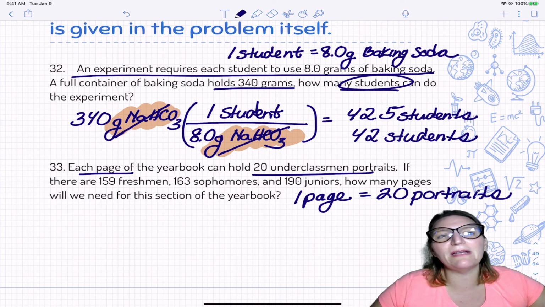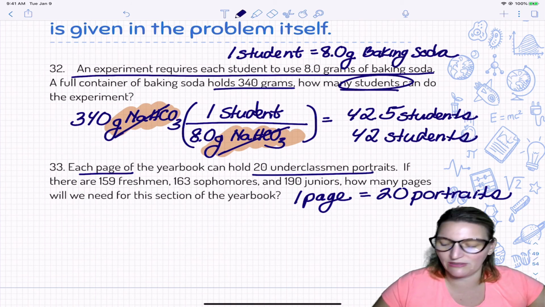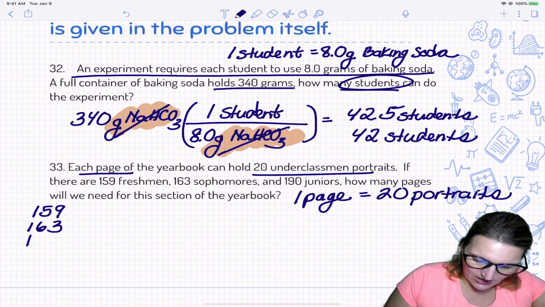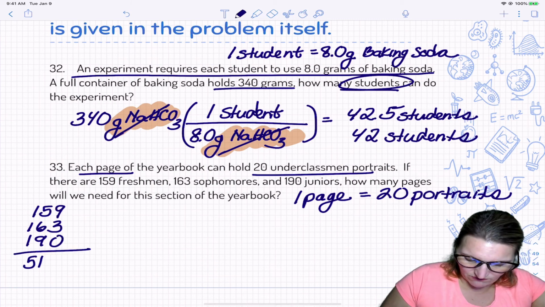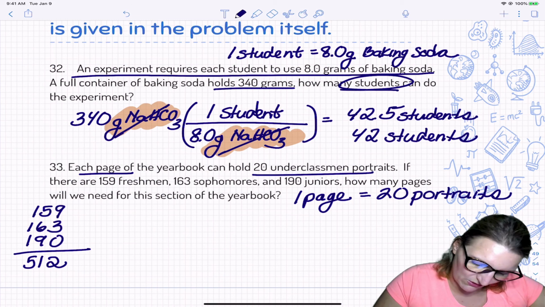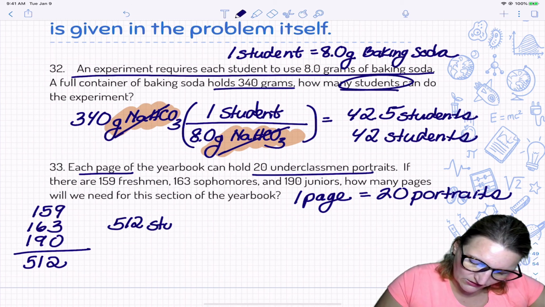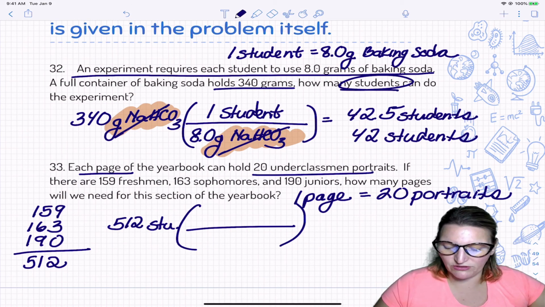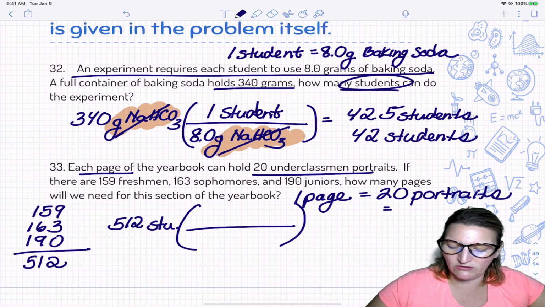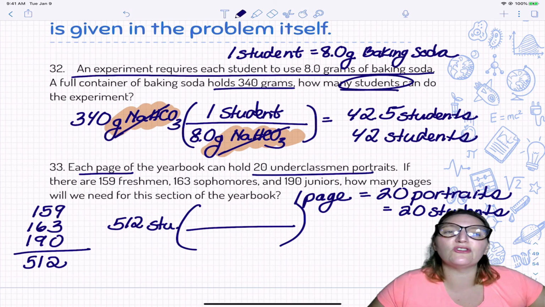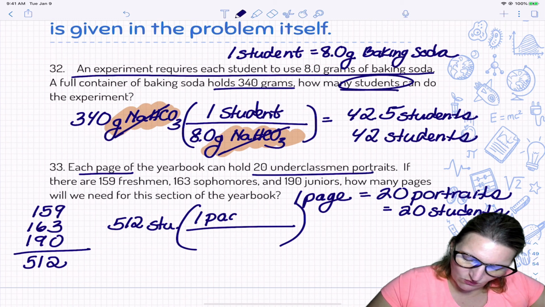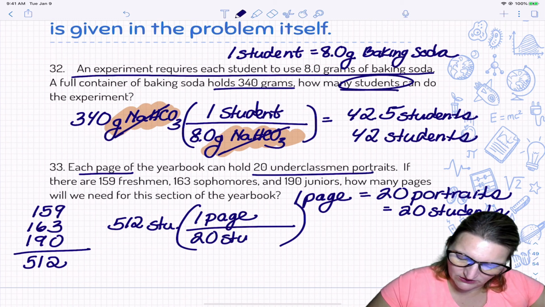So the first thing I'm going to need to do is to figure out how many total students there are. So I'm going to take 159 and 163 and 190 and add them up, and I get 512 students. That's the number that goes out front. 512 students. Now our conversion factor says one page equals 20 portraits. Could that also be one page is equal to 20 students? Sure, because each student just has one portrait. So I'm going to put into my conversion factor one page for every 20 students.